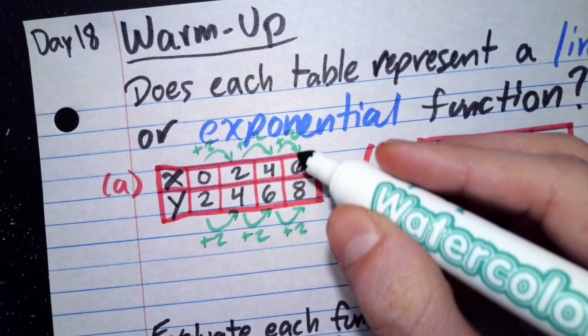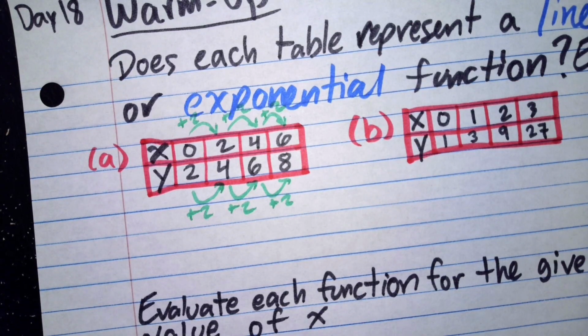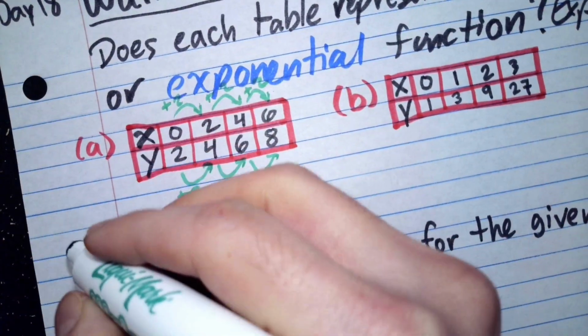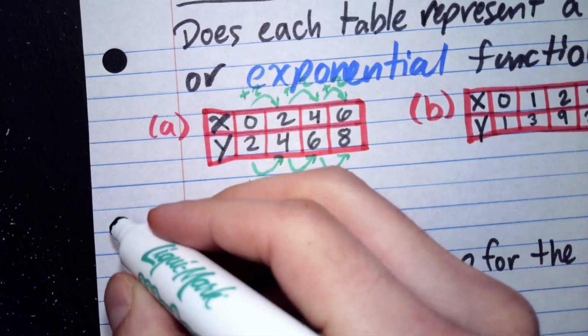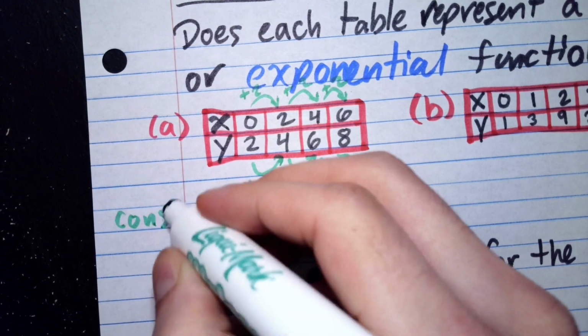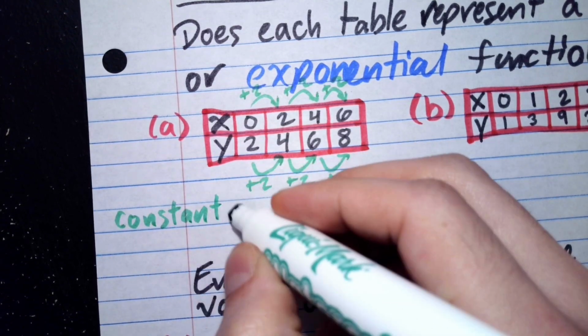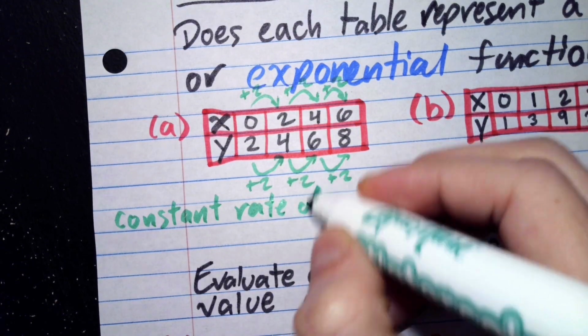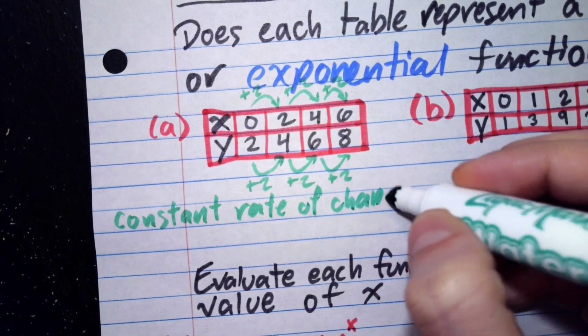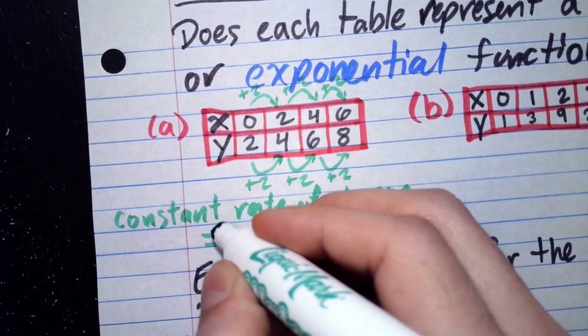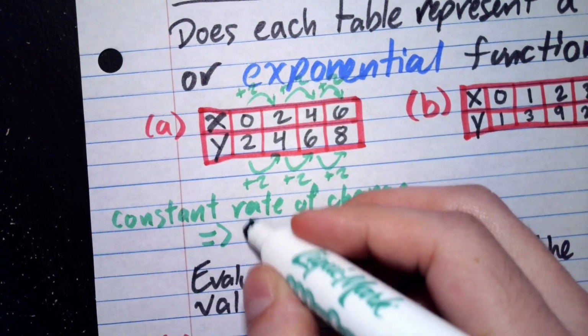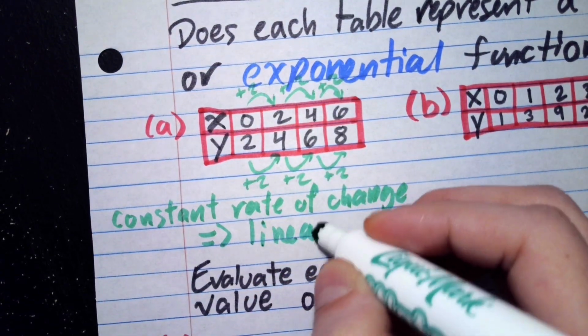Now these don't have to be the same, but we do notice that both of them are constant, right? They just happen to be the same here. But as long as they're constant, this tells me that if I have a constant rate of change, then the function represented by this table has to be linear.